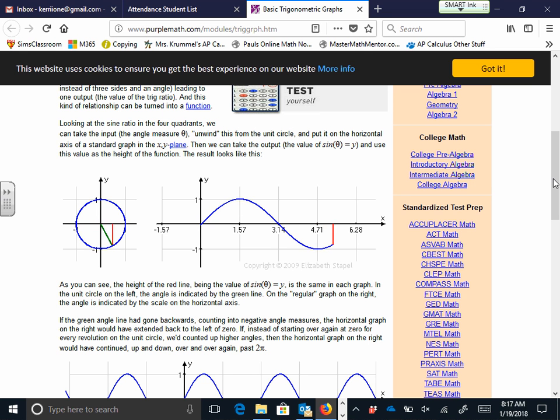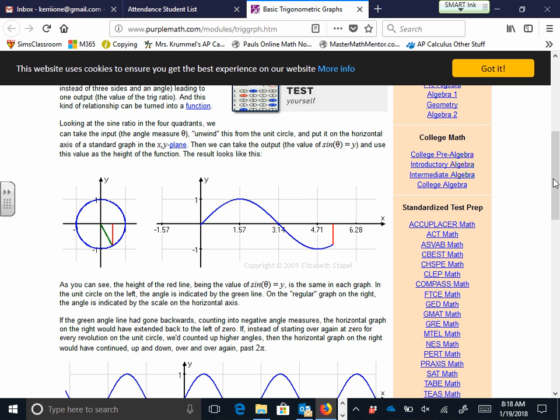So the sine of 0 is 0, so we're starting at (0, 0). The sine of pi over 2 is 1, so at pi over 2, our sine value is 1. Remember we talked about how our sine values increase to 1, decrease to 0. And then from pi to 2 pi, we go in the negatives to negative 1, and then back up to 0. That, ladies and gentlemen, is the parent function for y equals sine of x.